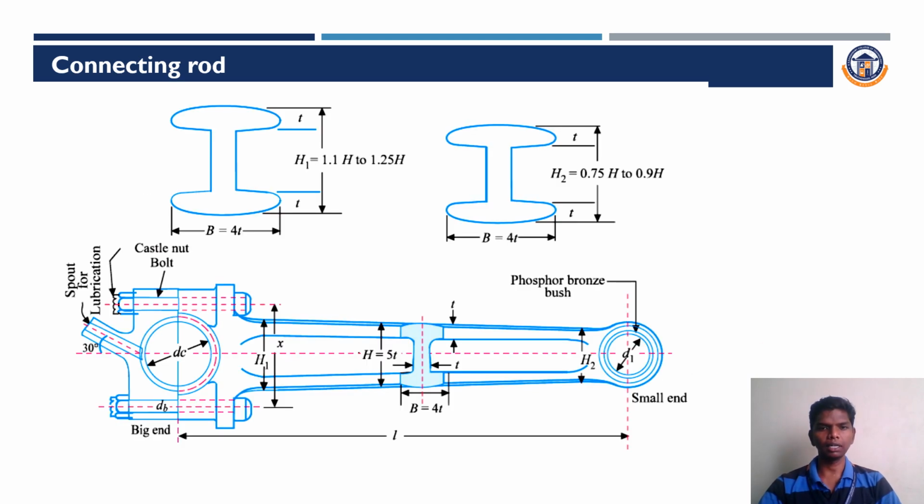So this is a diagram of a connecting rod. It is a cross sectional view of the connecting rod. Here it is the small end. The small end is connected to the piston area, and this is the bigger end. The bigger end is connected to the crankshaft area. So this is the simple diagram of a connecting rod.